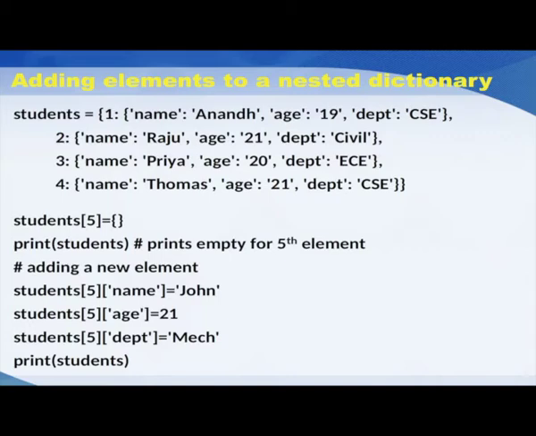Next, we are trying to add the 5th element. So, what are the values of the 5th element? It should be name, age, department. So, for the 5th element, first we are adding the name, then we are adding the age, then department gets added. Then when we print students, we can see the fifth element along with all the 4 elements which were previously present in the dictionary.